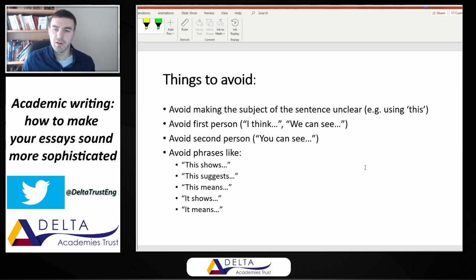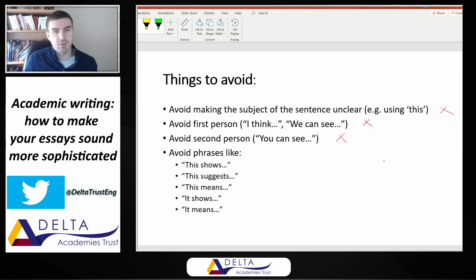Okay, so let's have a look at some of the things to avoid. We want to avoid making the subject of the sentence unclear, such as using this. We don't want to do that. Avoid the first person: I think, we can see, etc. It's not about our thoughts, it's about looking at it from an impersonal perspective, looking at what the writer's trying to say, and looking at what the characters are doing and saying and why. Okay, so we don't want to do first person. Avoid the second person, you can see. You never talk to your audience in an academic essay. Don't want to do that at all.